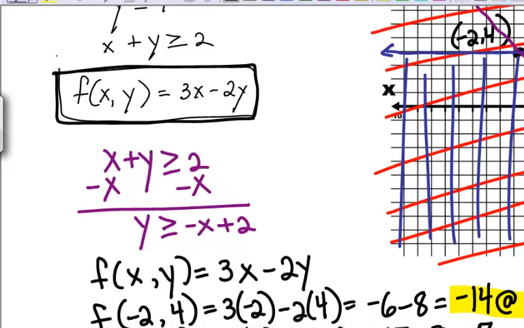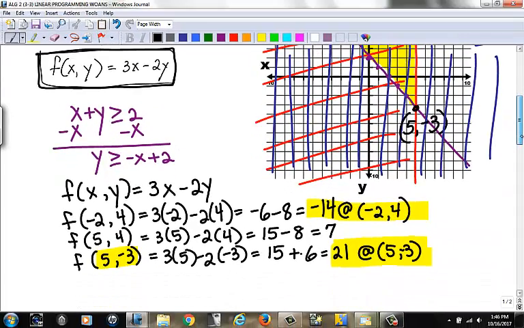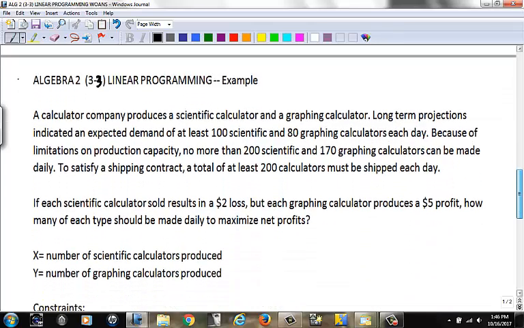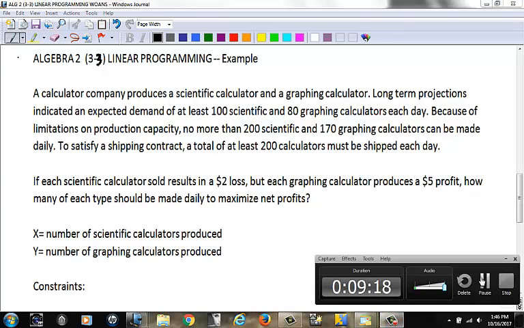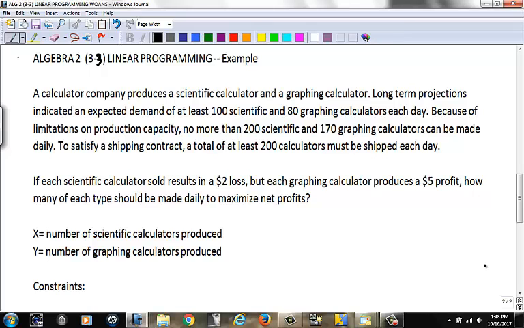Okay, now we're going to go through an example and application problem. Okay, look at this example. First, I want you to take a couple minutes and read it. On this one it's actually going to be a lot easier not graphing it on graph paper. Most of these word problems, you're better off not to graph it on graph paper.